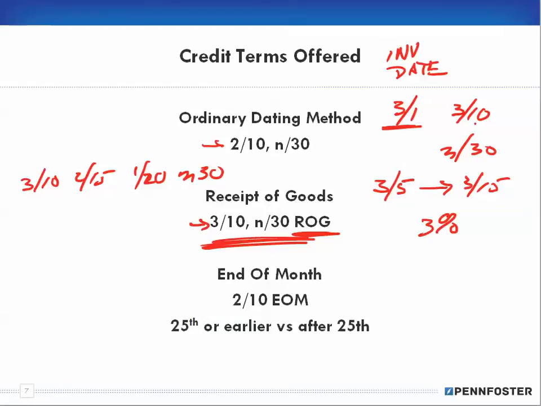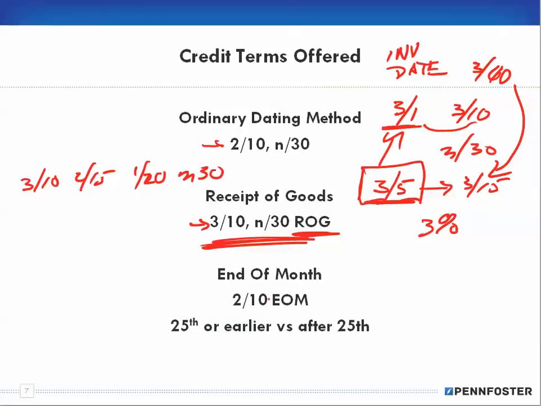Even though the invoice was dated 3/1, it's not 10 days from 3/1 or 3/10. It's 3/15 that matters, because the goods were received on 3/5. So receipt of goods ignores the invoice date. It's when the goods were received that the terms kick in, and then you treat it the same way as the ordinary dating method. If you're a little confused about that, do some of the homework problems, or give a call to an instructor to help clarify. As you can see, receipt of goods gets a little more complicated than ordinary dating. But when we talk about end of month, it becomes really complicated.